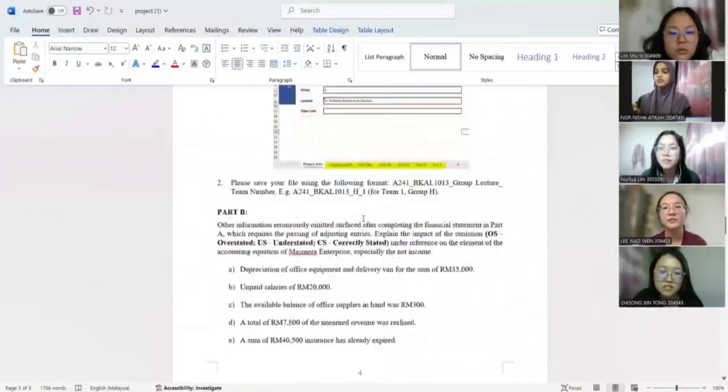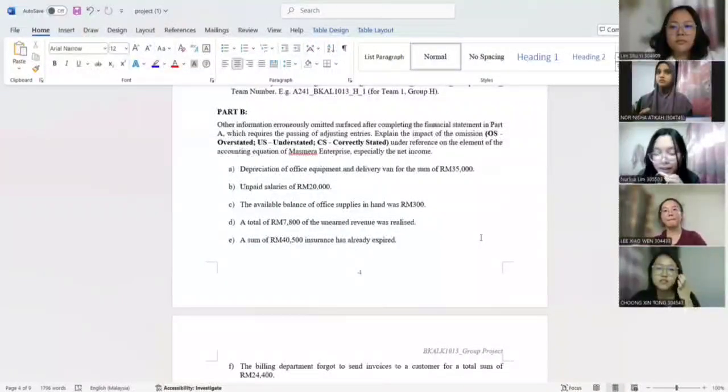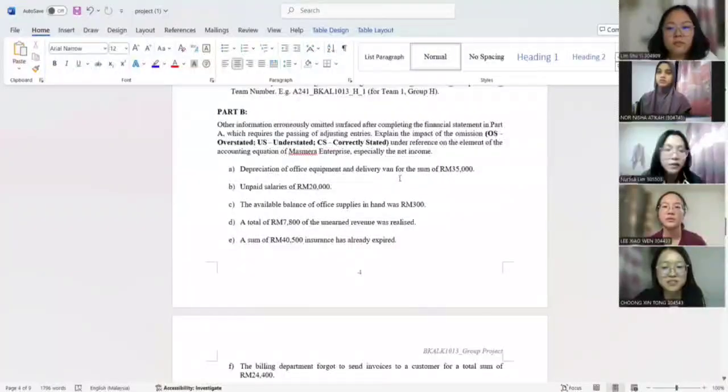So let's go to part B. For part B, we need to explain the impact of omission, overstated, understated, or correctly stated under the reference of the element in the accounting equation of Mesmer Enterprise. A: depreciation of the office equipment and delivery van for the sum of 35,000.